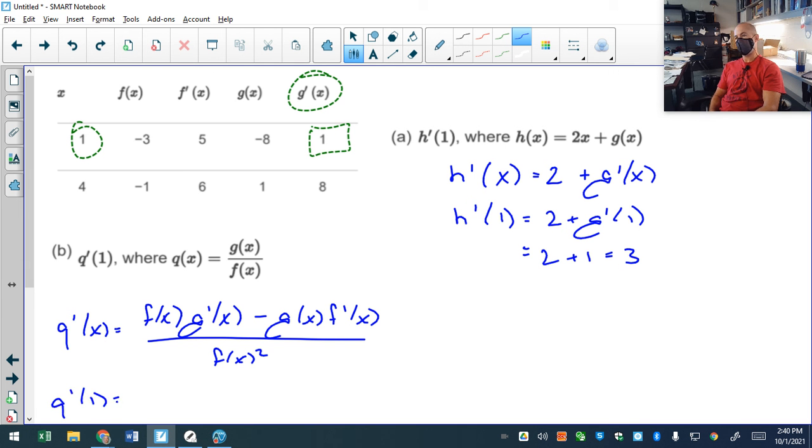Q prime of 1. Why did they put 4 in here? None of the problems had anything to do with 4, did they? Was there a C or something? Were there more questions? Whatever.